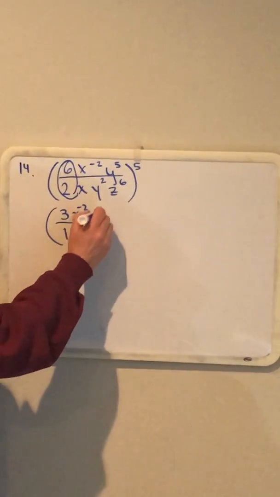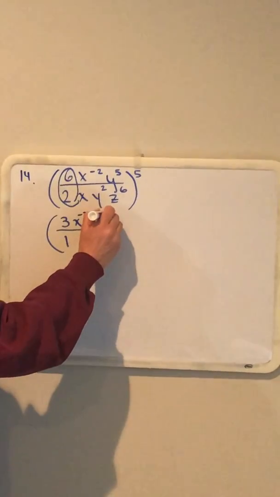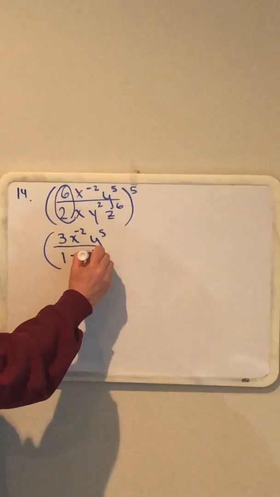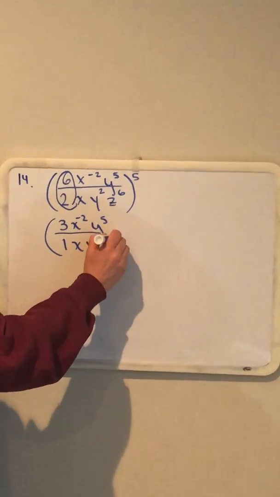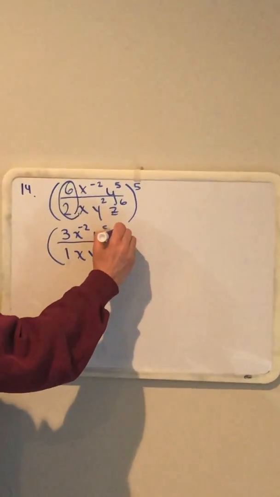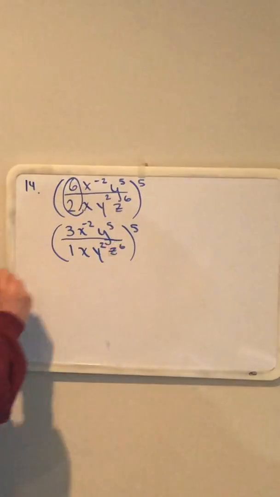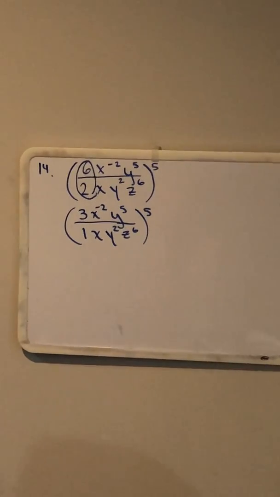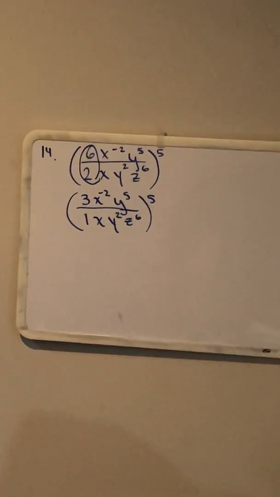x to the negative second, y to the 5th, over x, y squared, z to the 6th, all raised to the 5th. Okay, now I'm going to distribute the power.